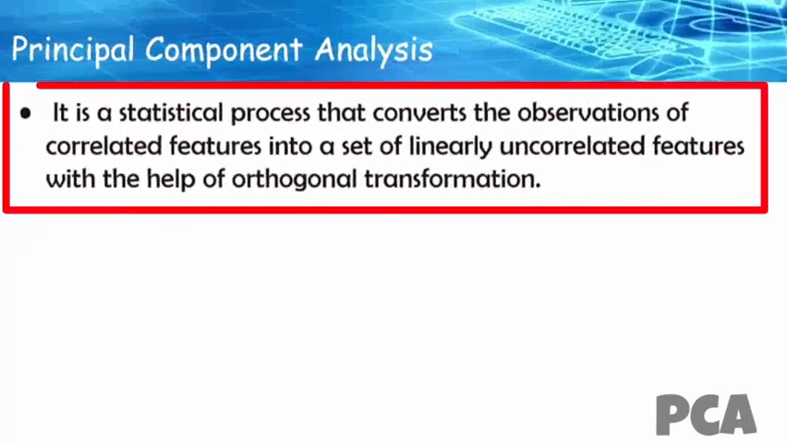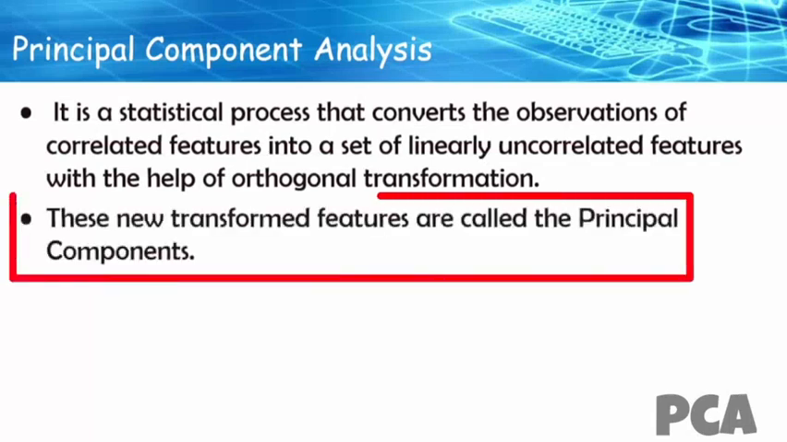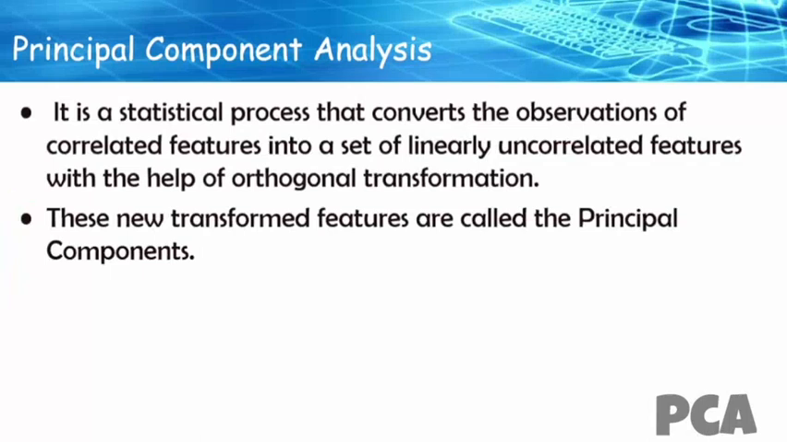It is a statistical process that converts the observation of correlated features into a set of linearly uncorrelated features with the help of orthogonal transformation. This is the definition which we came across in the previous video itself. The new transformed features are called principal components. So these are the new features or parameters or columns, or whatever you want to call them.